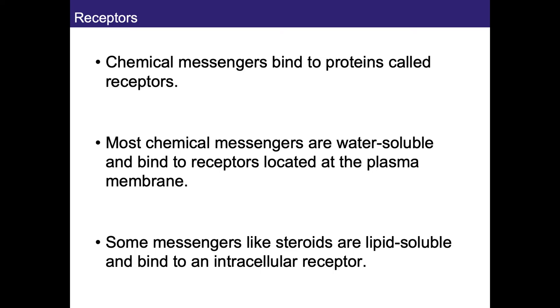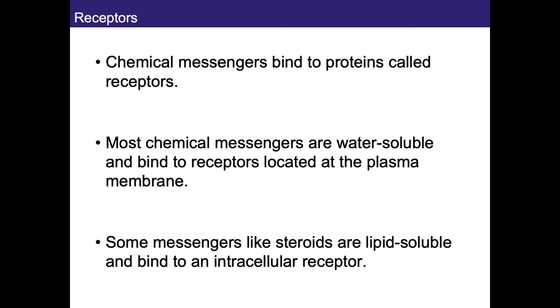So some chemical messengers are water soluble. They prefer to be in the aqueous environment. And their receptors are located on the plasma membrane. A lot of peptide hormones are this particular example. They're hydrophilic. They prefer to be in the aqueous solution. They need a protein to cross the plasma membrane. And that receptor is usually located on the plasma membrane itself.